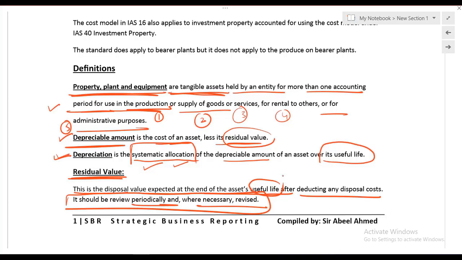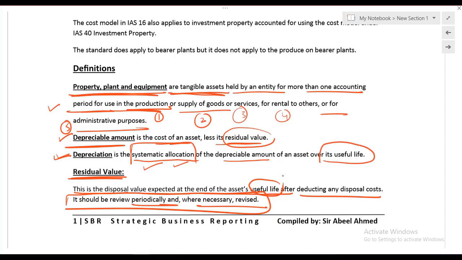Second, when it comes to subsequent measurement, according to IAS 16 we have choices. Either you can go for the cost model or you can go for the revaluation model. When we say you have choices, it means that's going to be your accounting policy, either to apply the cost model on your property, plant and equipment or the revaluation model. So we'll be discussing initial measurement, subsequent measurement, and the accounting.